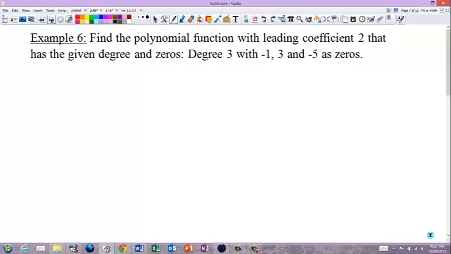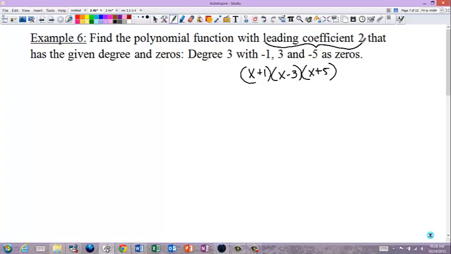Example 6, you already did this in your homework. You would get x plus 1, x minus 3, and x plus 5. You would FOIL that out. And what I neglected to tell you before you already did these problems in your homework is that if the leading coefficient is 2, you just take your answer and multiply it by 2.